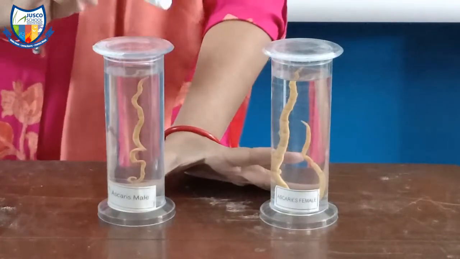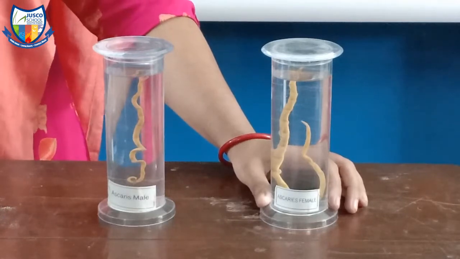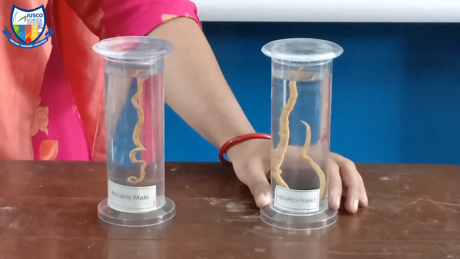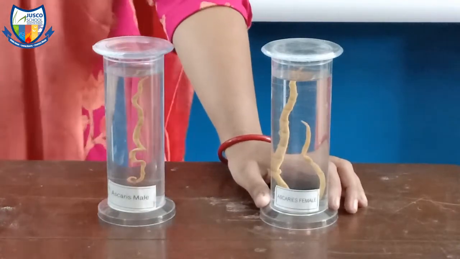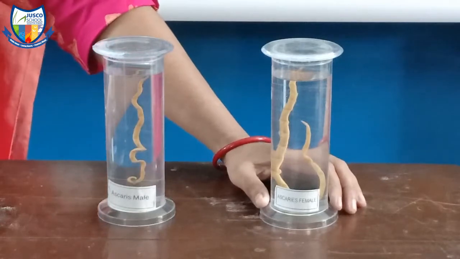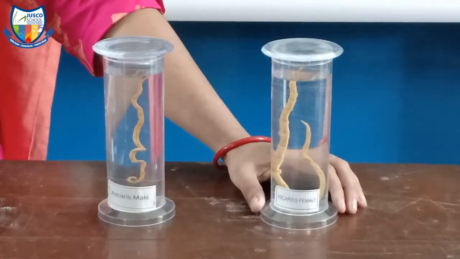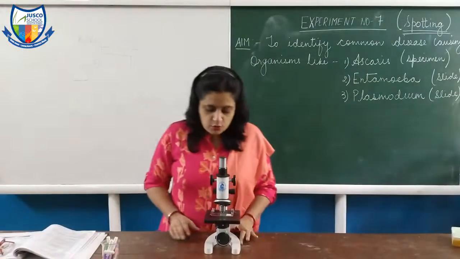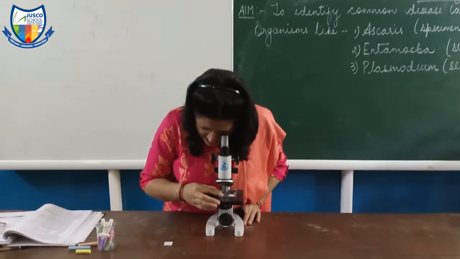Now, these Ascaris are parasites and they are found inside the host body, especially in the intestine, and they are responsible for causing irritation of intestinal mucosa, leading to toxin production, which further leads to irritation in intestine and blockage of intestine. Now let us move on to the next organism, that is Entamoeba histolytica.